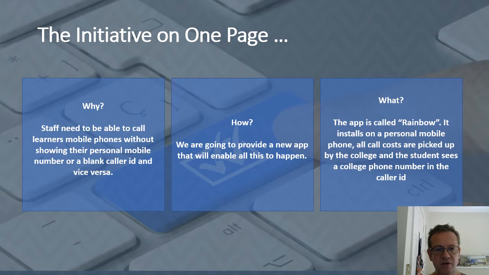So how are we going to do it? We're going to provide a new smartphone app that will enable all of this to happen magically behind the scenes. And that app is called Rainbow. It installs on a personal mobile phone, and it means that all the costs are picked up by the college. It doesn't cost a staff member anything, and it's a college mobile phone number that the student sees when a call is made. So on the coming slides, we'll explain that in a little bit more detail.